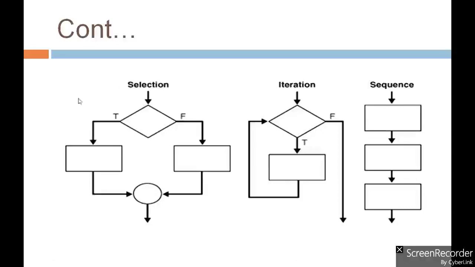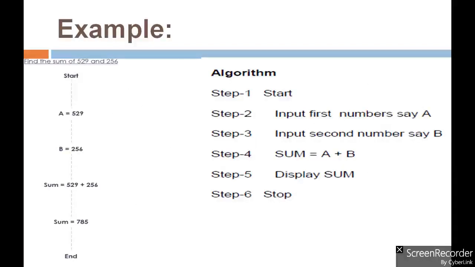So these two are the selection and iteration control structures. The simplest one is the sequence control structure, in which each and every statement is written one by one in sequence, and the execution takes place in that particular sequence only. So this is all about the control structures used in the flowchart. Now let's see an example.